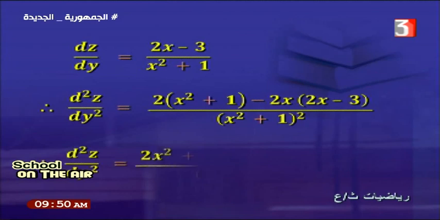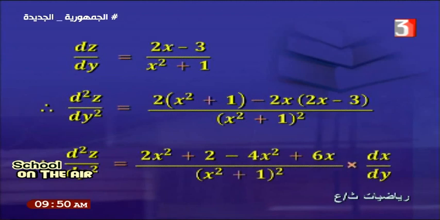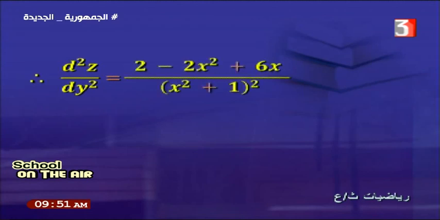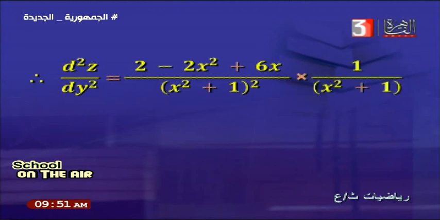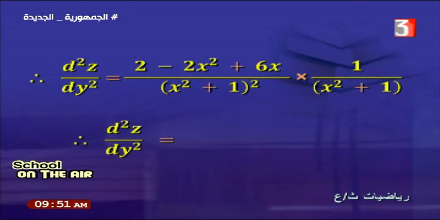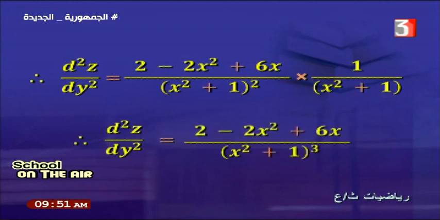Then d²z/dy² equals (2x² plus 2 minus 4x² plus 6x) over (x² plus 1)² multiplied by dx/dy. dx/dy equals 1 over (x² plus 1). Then the second derivative d²z/dy² equals (2 minus 2x² plus 6x) over (x² plus 1)² multiplied by 1 over (x² plus 1). The second derivative d²z/dy² equals (2 minus 2x² plus 6x) over (x² plus 1)³.